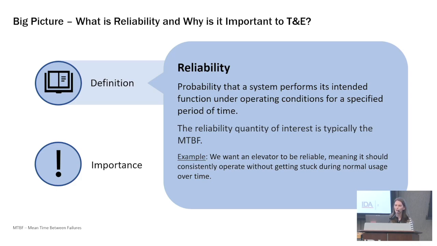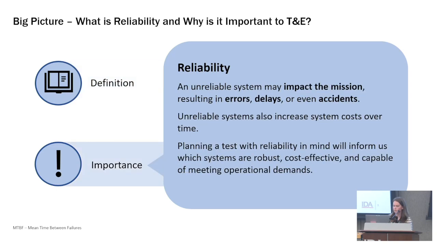And as someone who has a crippling fear of elevators, an example that I like to give is we want an elevator to be reliable, meaning it should consistently operate without getting stuck during normal usage over time. This is really important to us, right? An unreliable system, like a faulty elevator, may impact the mission and may make you late to work, resulting in error, delays, or even accidents. So if we plan a test with reliability in mind, we can hopefully prevent against having an unreliable system as our end product.